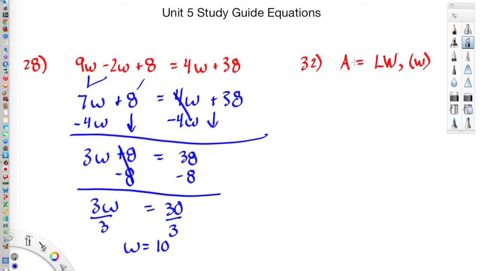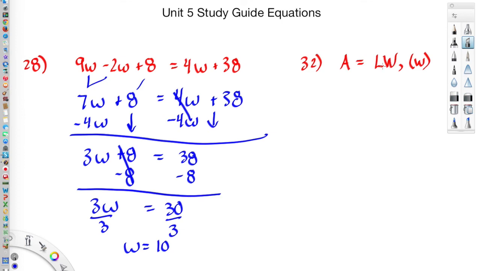Over here, I have what's called a literal equation. Now, with a literal equation, you have to solve for the variable in terms of the other variables. I have area is equal to length times width, and I want to solve for w, in terms of the other variables. So I treat it just like any other equation. In fact, I really think literal equations are easier. There's usually fewer calculations than your standard equations.